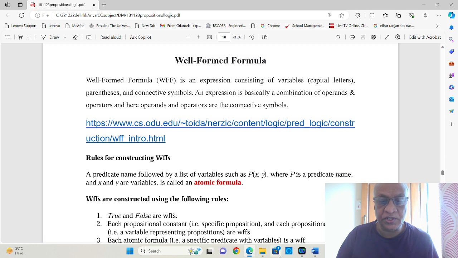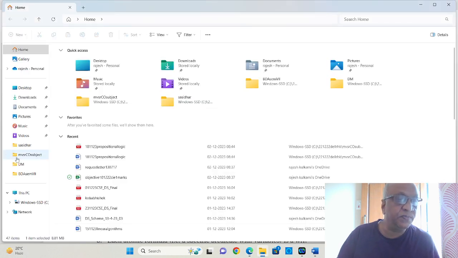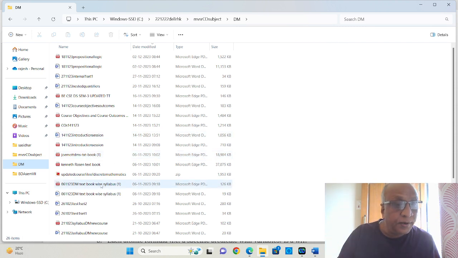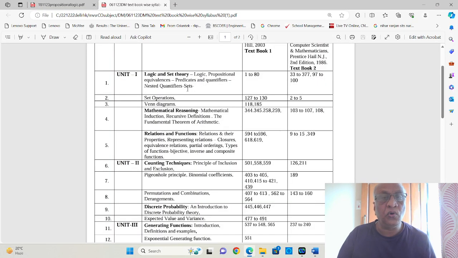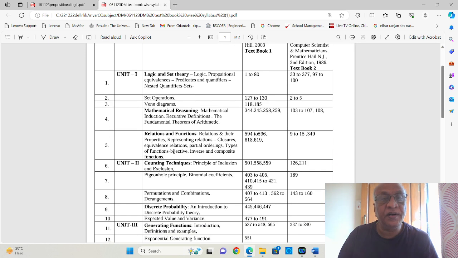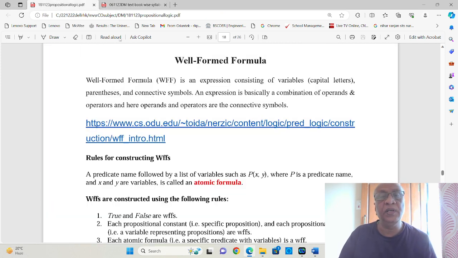Let us continue our discussion of discrete mathematics subject, and let us look at the syllabus points. If you look at the syllabus points, we are somewhere here: logic, propositional logic, predicates and quantifiers. So in today's discussion, we'll be speaking about well-formed formulas, inference rules, and a few proofs for tautology and implications.